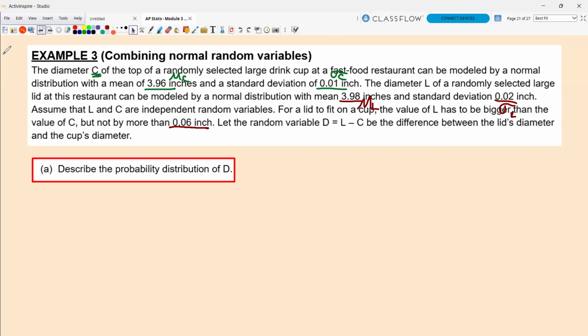Part A, describe the probability distribution of D. Well, a couple things going for this problem: both of these distributions are normal. So L and C are both normal.